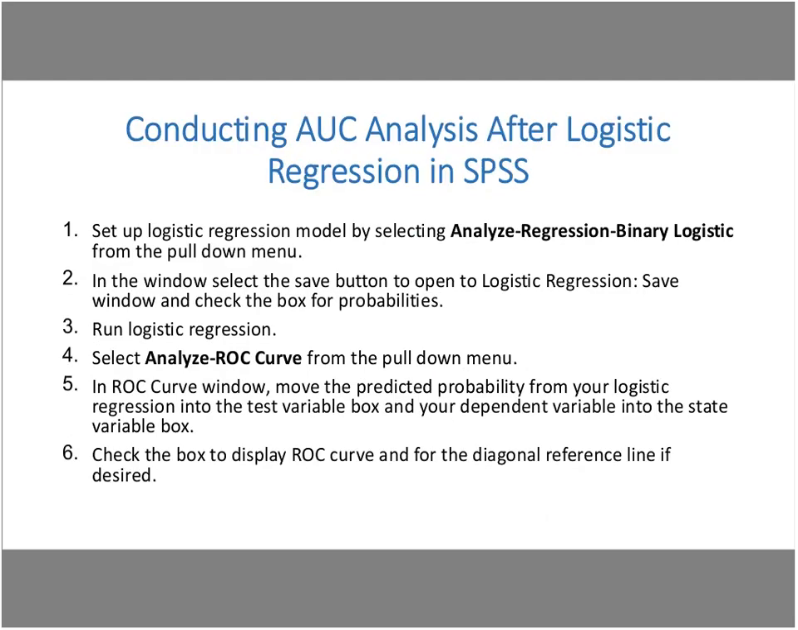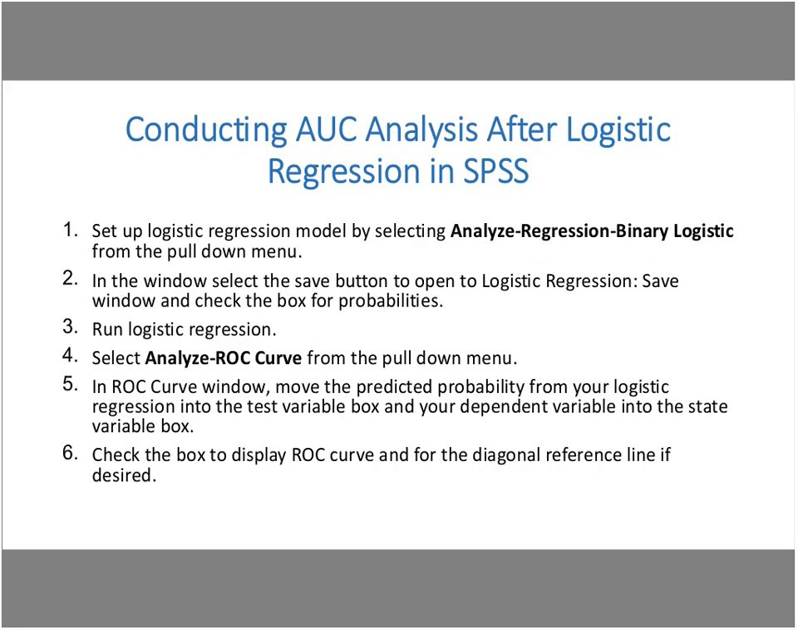Okay, so that's the basics of what the ROC curve is. It's really just looking at true positives and false positives and discrimination thresholds, and the AUC is just the area under the curve. So with that being said, here are the steps for how you would conduct AUC analysis after a logistic regression in SPSS, which I think would be the most common way that you would want to do this. So these are all here for reference.